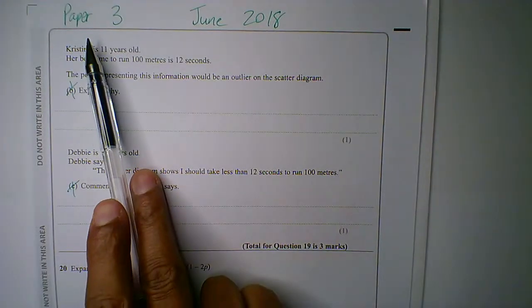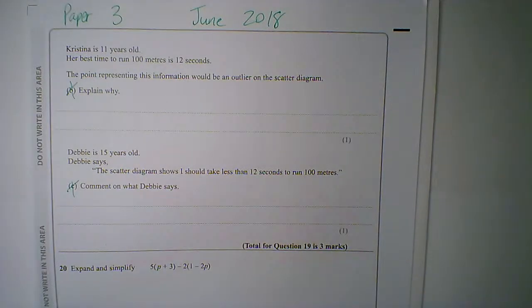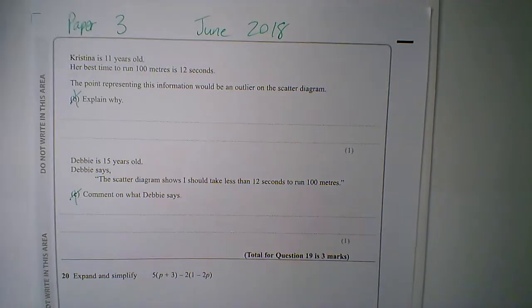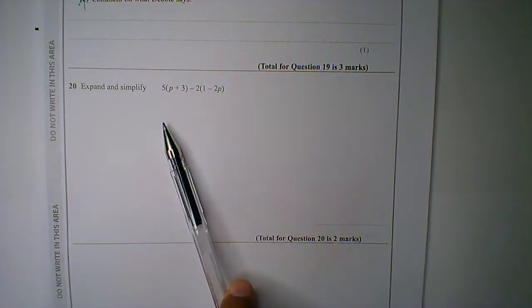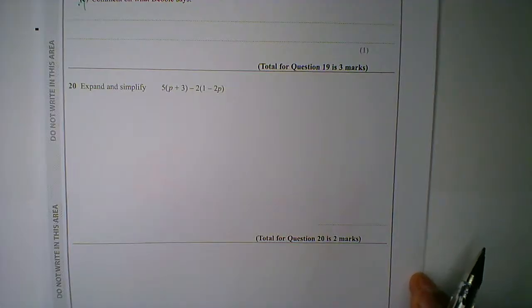Okay, so this is from paper 3, June 2018. We're going to skip this part because it's not related to brackets. Expanding brackets. So here is question 20. This is also a higher question as well. Okay, press pause and have a go. If you're stuck, then you can also press play for the answer.